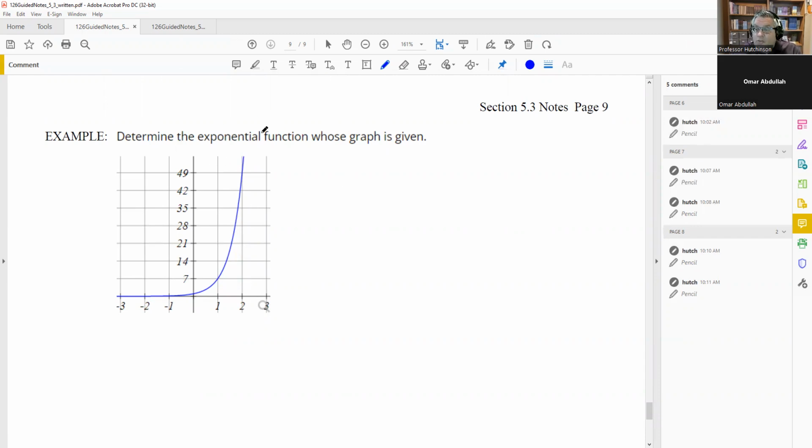It says determine the exponential function whose graph is given. So we see right here that the graph goes through the point (1, 7).